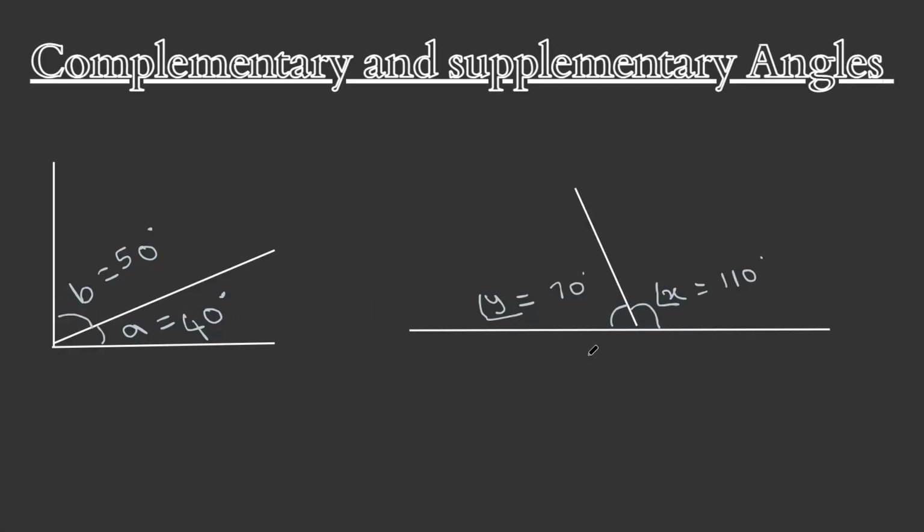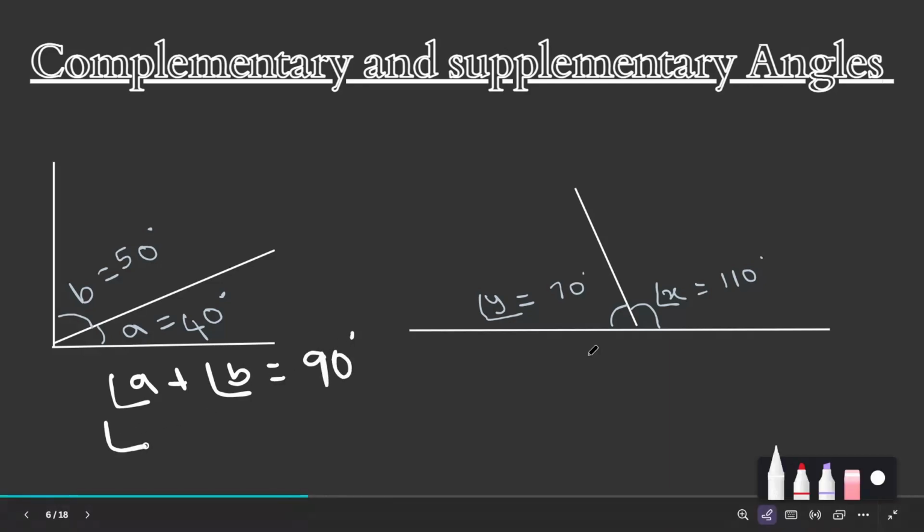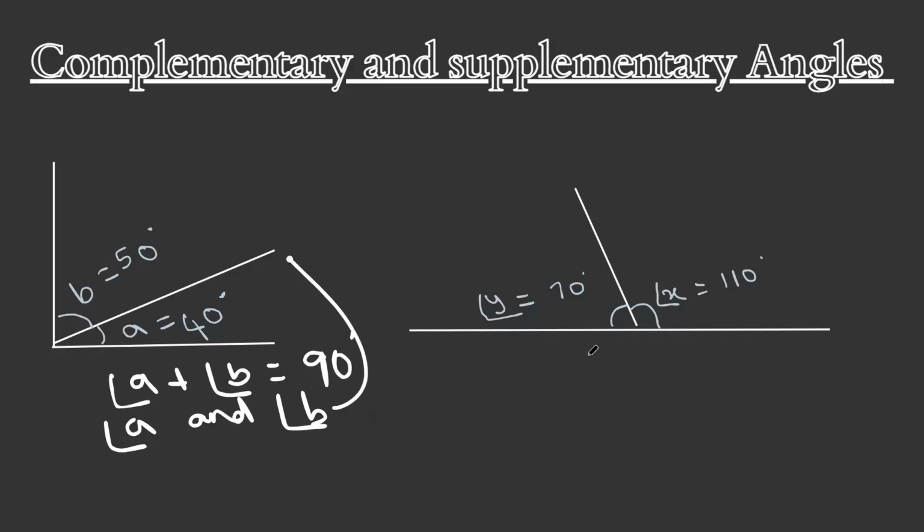Now we will see what complementary and supplementary angles are. If there are two angles which add together to get 90 degrees, they are said to be complementary to each other. For example, A is 40 degrees and B is 50 degrees. Angle A plus angle B is equal to 90 degrees, so angle A and angle B are said to be complementary to each other.